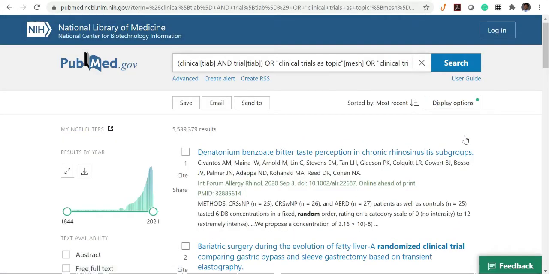And what we see on the first method that we use, we have 5.5 million searches. So there are 5.5 million searches that will include all the clinical trials that are there on PubMed. So as we saw, the specificity or the precision is only 10%. So it's only about 10% of these studies that will be clinical trials.